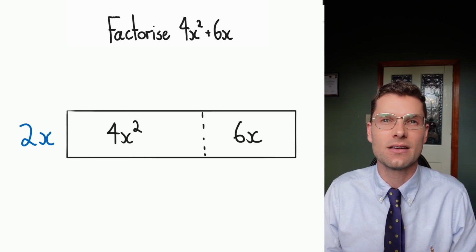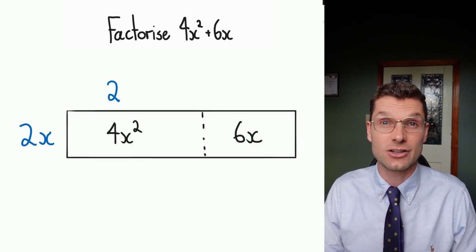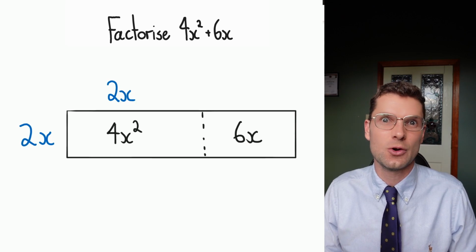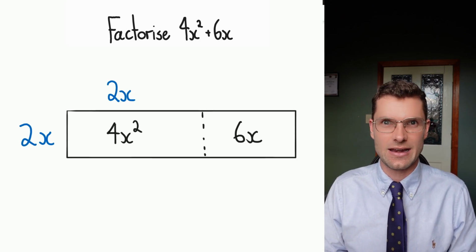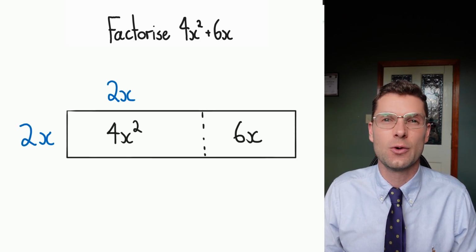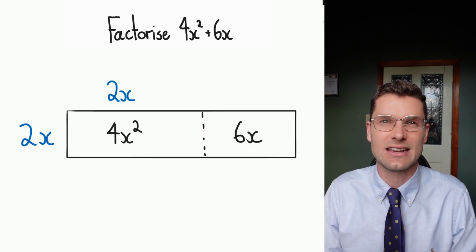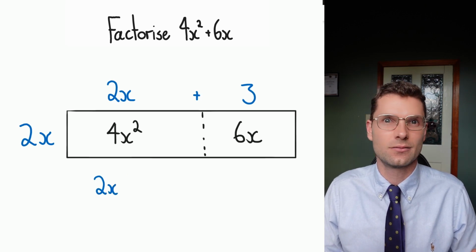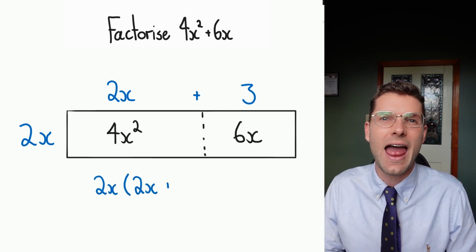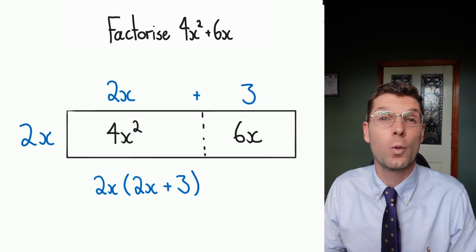2x times something is equal to 4x squared, and it's actually also 2x. So 2x multiplied by 2x gives us that number. For my second one, I have 2x multiplied by something is equal to 6x, and this is just equal to 3. So now I've got 2x bracket 2x plus 3, and that is my fully factorized term with an extra pronumeral.